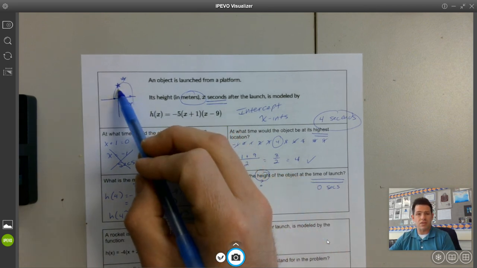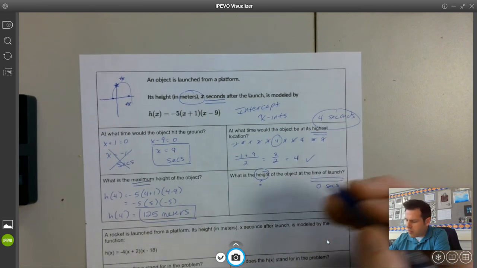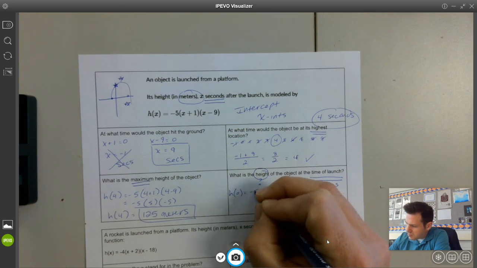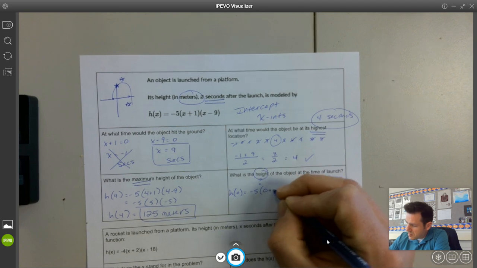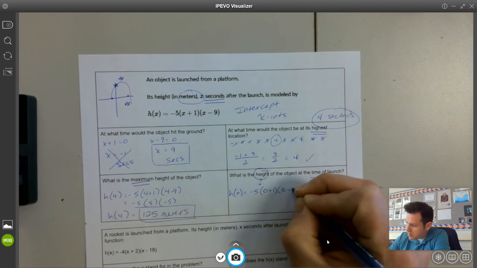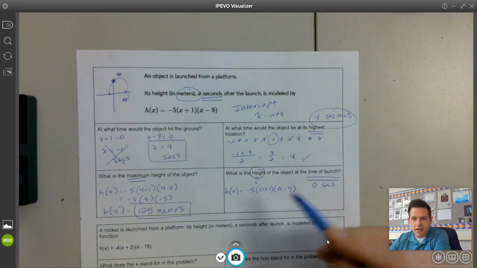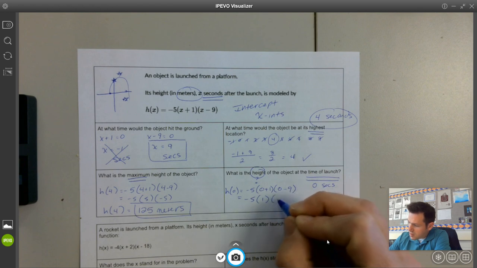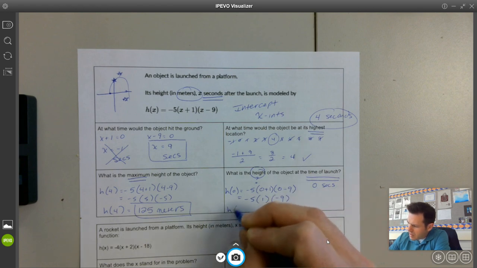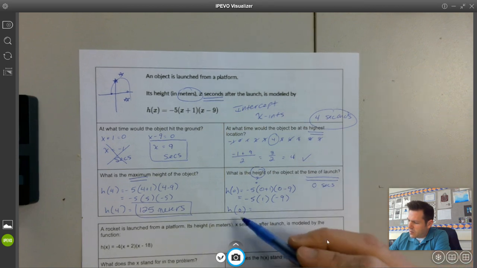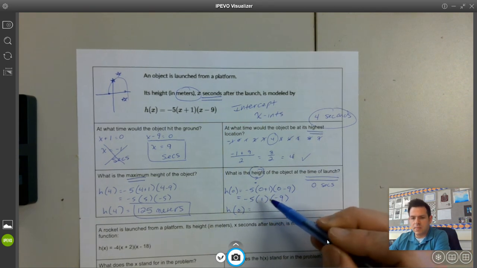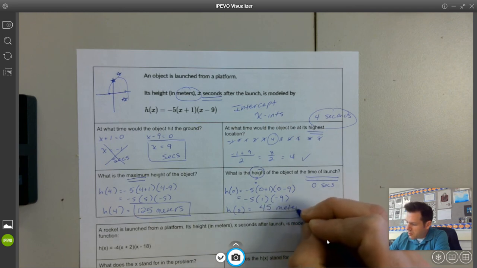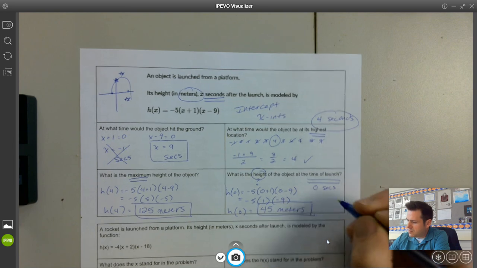And it ends up being the y-intercept in this spot. So I'm going to take 0 and plug it in, very similar to what I did in the last problem. All right, so we have -5, and we multiply that by 1, and multiply it by 0 minus 9, which is -9. And it looks like at the time of launch, 0 seconds, -5 times 1 times -9 would be 45 meters as an answer here.